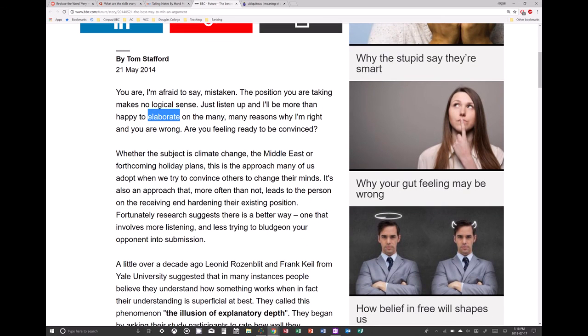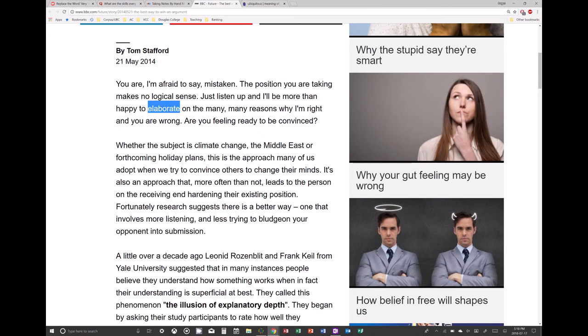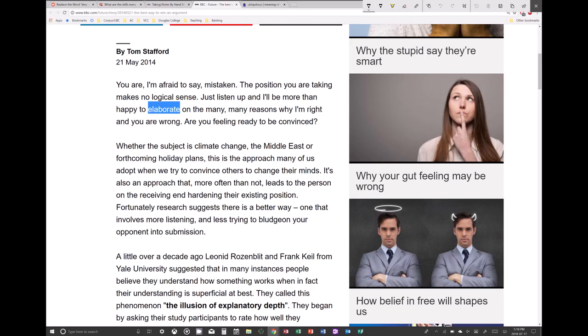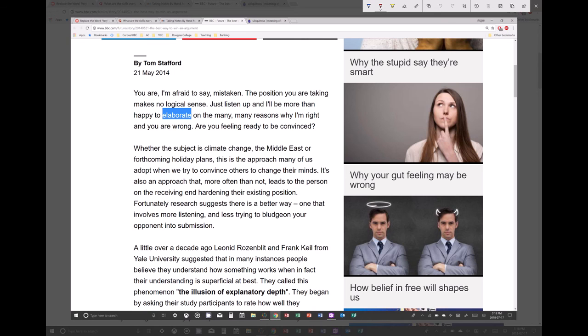Okay. It goes on to say in the first paragraph, let's take a look. It says, you are, I'm afraid, mistaken. The position you are taking makes no logical sense. Just listen up and I'll be more than happy to elaborate on the many, many reasons why I'm right and why you're wrong. Are you feeling ready to be convinced? This reads like an attention grabber. There's no thesis statement yet. Whether the subject is climate change, the Middle East, or the forthcoming holiday plans, this is the approach that many of us adopt when we try to convince others to change their minds.